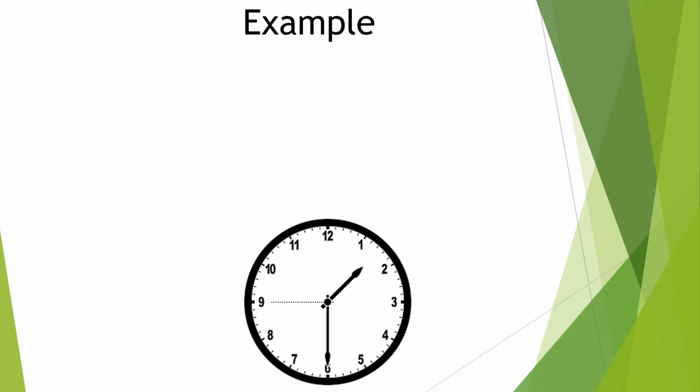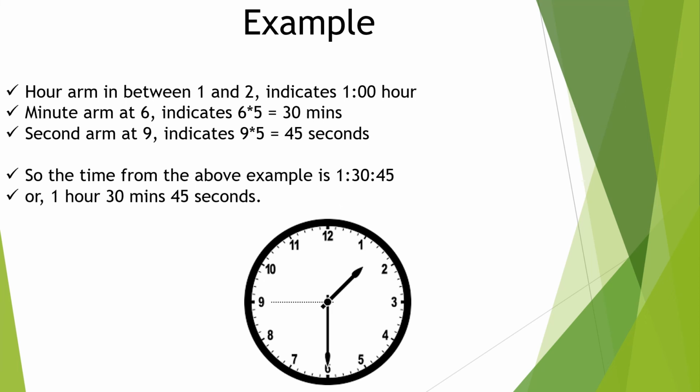So example, hour arm in between 1 and 2 indicates 1 hour. Minutes arm at 6 indicates 6 into 5, which is 30 minutes. As I told you in previous slide that the number moves ahead, so they get multiplied by 5 or they get increased by 5 minutes. Seconds arm at 9 indicates 9 into 5 is equal to 45 seconds. Same formula we use for seconds also. If a number moves ahead, it gets multiplied by 5.